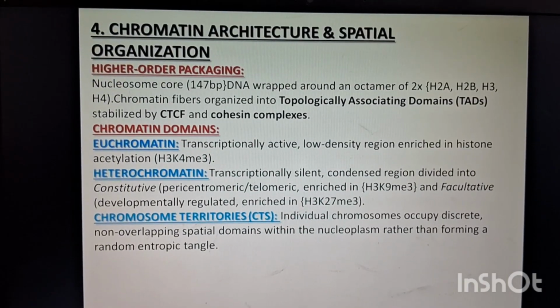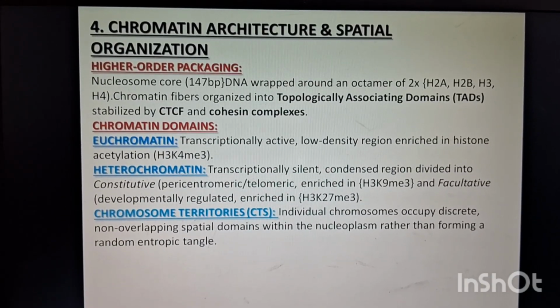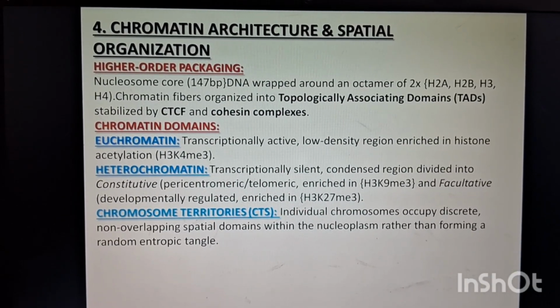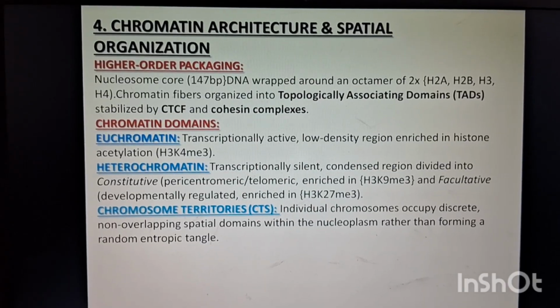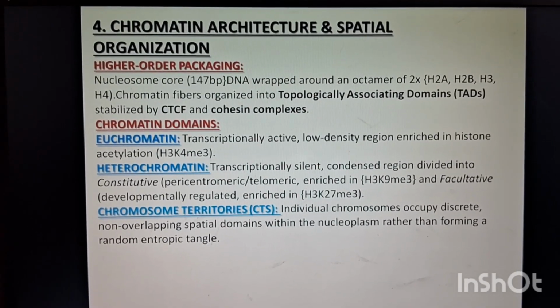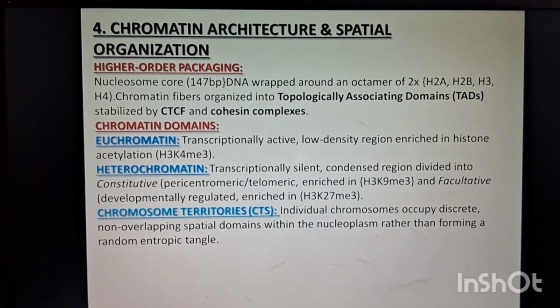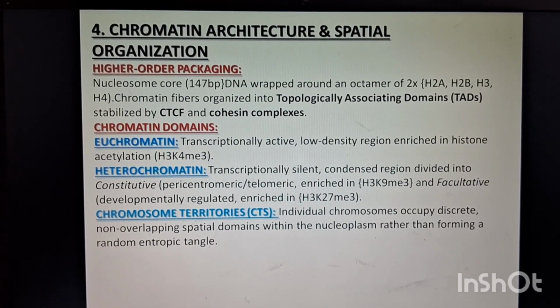Chromatin architecture and spatial organization. First is higher order packaging. Nucleosome core, that is 147 bp DNA wrapped around an octamer, that is 2 times H2A, H2B, H3, H4, and chromatin fibers organized into topologically associating domains, that is TADs, stabilized by CTCF and cohesin complex.